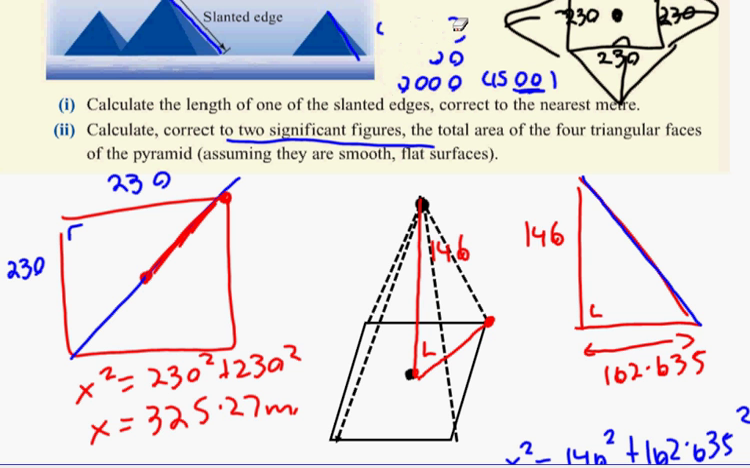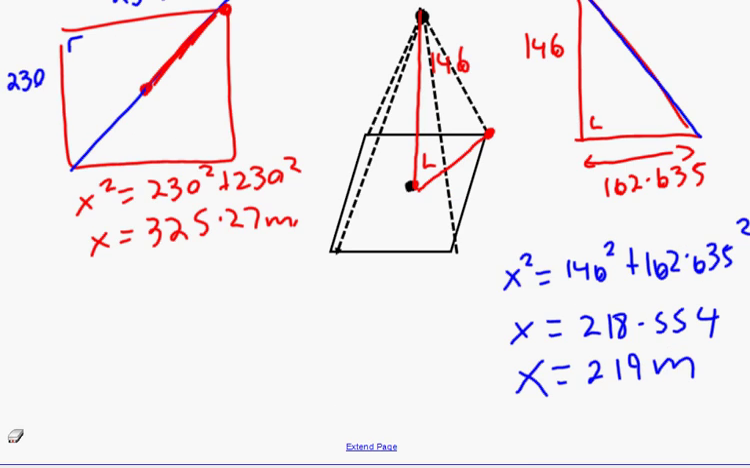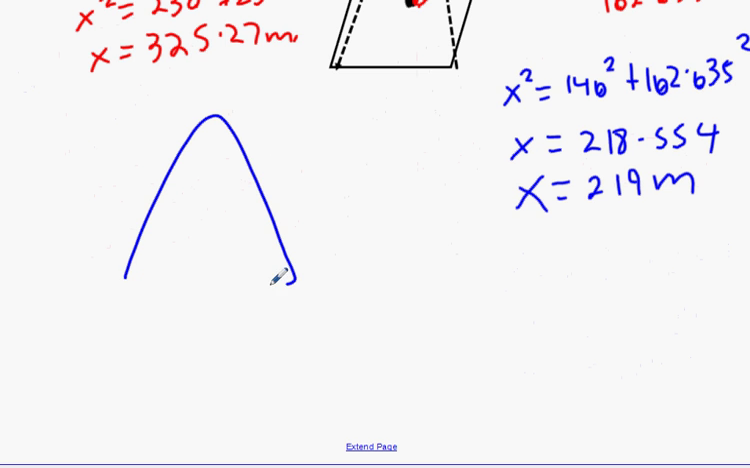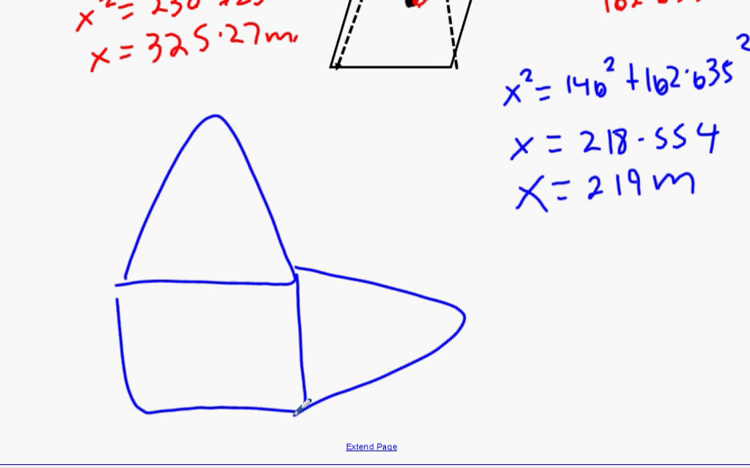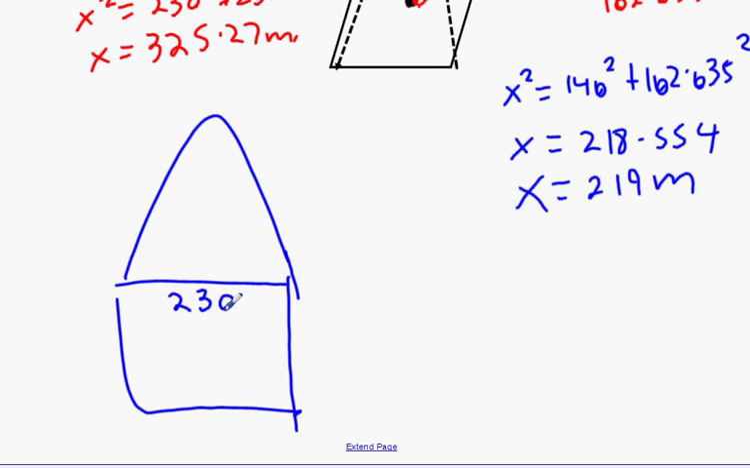Now, let's get back to it. It wants me to calculate the area of the four triangular faces. Let's concentrate on the triangular faces. We're talking about the 4 of them here, aren't we? For argument's sake, I don't need to draw them all. I only need to draw one of them because they're all the same. What's the base? 230. What's the slanty edge?